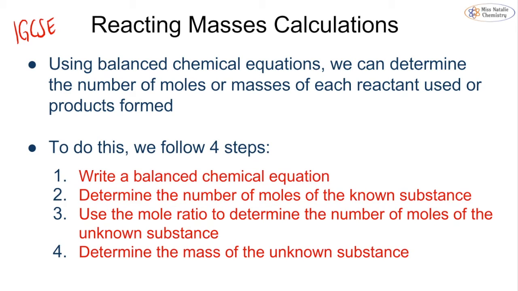So the 4 steps are, first of all, to write a balanced chemical equation. Secondly, determine the number of moles of the known substance. Now that means the information that you're given from the question. You then use a mole ratio to determine the number of moles of your unknown substance. This is where your balanced equation is used. And then you can determine the mass of the unknown substance. So let's look at an example.